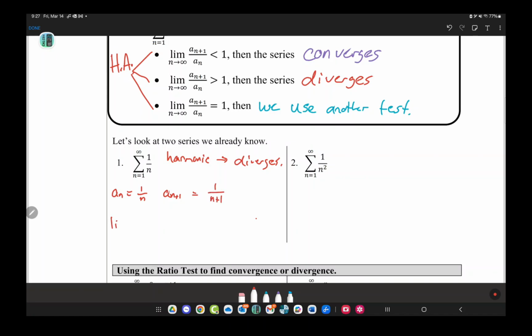So we take the limit as n goes to infinity of a n plus 1 over a n. Again, this is a subscript. Now, do I want to write a complex fraction? What's an easier way to write this? Multiply by the reciprocal. So it is the numerator, a n plus 1, which is 1 over n plus 1, times the reciprocal, n over 1. This gives you n over n plus 1. And I'm forgetting to write the limit as n goes to infinity of n over n plus 1.